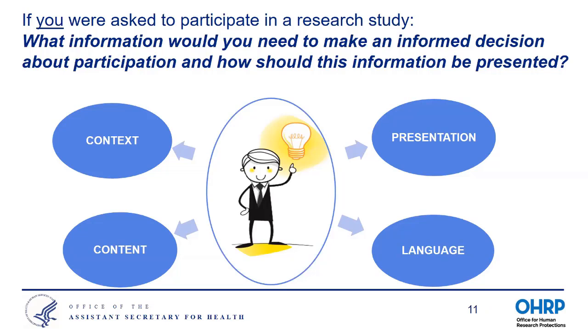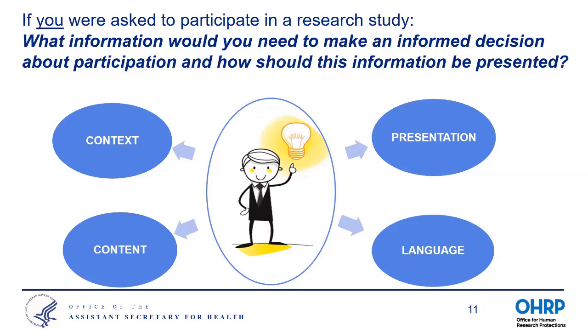So I find it helpful to think about this as, all right, what if it were me? If someone were asking me to join this study, what information would I need to decide if this is what I really want to do, if this is the best thing for me to do, or if this aligns with my values? If you can put yourself in the shoes of someone in your recruiting pool, think about what is going to be important to them. So these are 4 aspects that we feel are extremely important: the context, the content, the presentation, and the language.